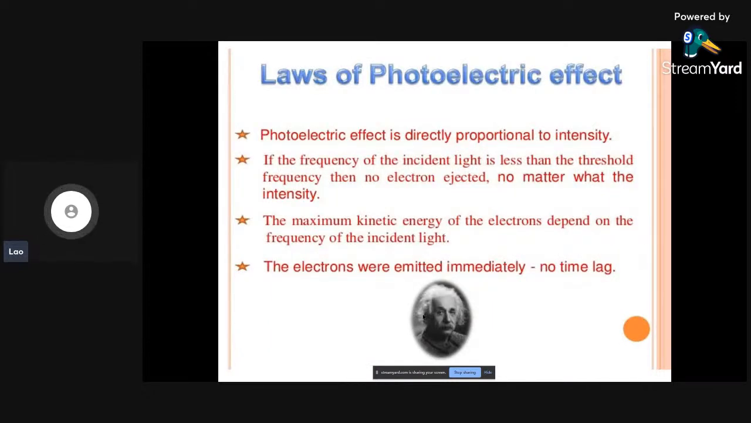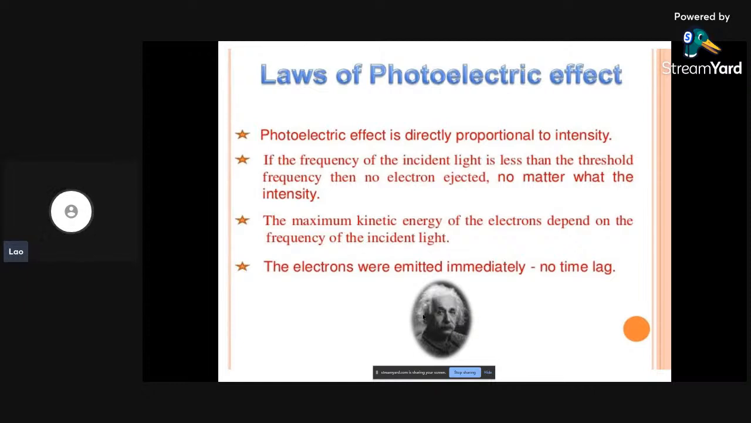So we have also here the laws of photoelectric effect. The photoelectric effect is directly proportional to intensity. If the frequency of the incident light is less than the threshold frequency, then no electron is ejected, no matter what the intensity. Ibig sabihin, katulad nga ng sinabi ko kanina, kung less than ang amount ng frequency na in-apply natin o matatanggap ng photosurface, hindi siya magre-release ng electron. The maximum kinetic energy of the electrons depends on the frequency of the incident light.